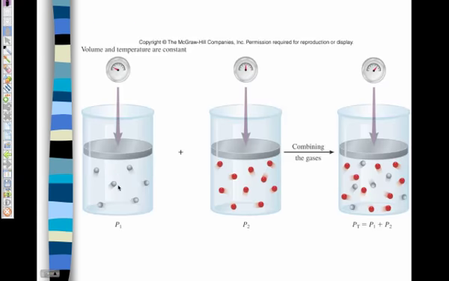So here is a picture. If we have gas 1 plus gas 2 and we mix them, you take the pressure of gas 1 plus the pressure of gas 2, you get our total pressure. Yes. Why isn't this easy? It is really easy.